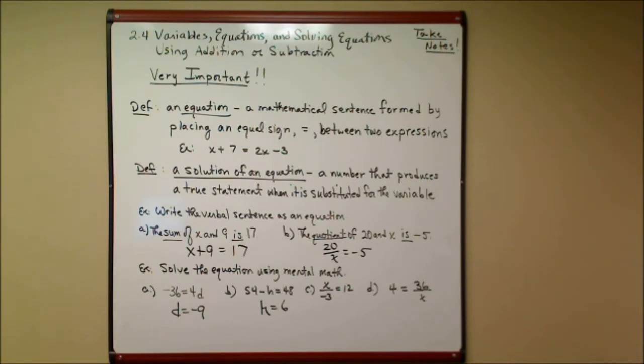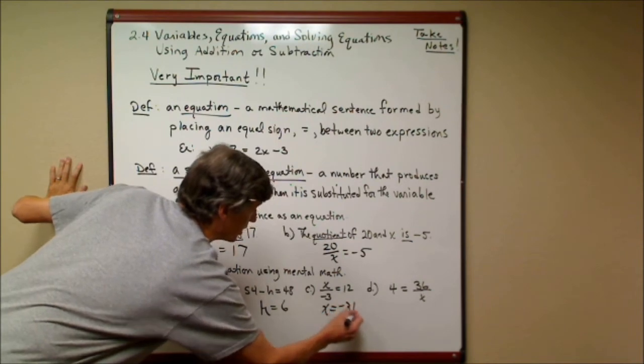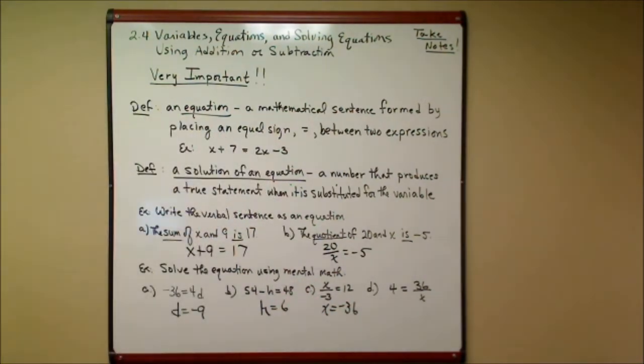The next one up, what number x over negative 3 equals 12? The riddle is what number divided by negative 3 is equal to a positive 12? Well, we know a negative divided by a negative is positive, and of course 36 divided by 3 is 12. So in this case, our solution would be negative 36. Negative 36 divided by negative 3 is positive 12. And the last one here is a little bit easier because we have all positives. 4 is equal to 36 over x, so this is saying 36 divided by what number is equal to 4?